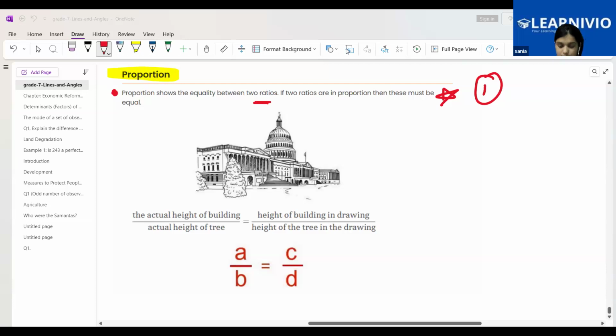Mom finished. Oh, it makes sense. If the actual height of the building and the height of the building in the drawing is, for example, 3 to the ratio of 1, it means that the height of the building is 3 times that in the picture, and it is the same for the tree, it will be proportional, right? Yes. Okay, that's how it works.